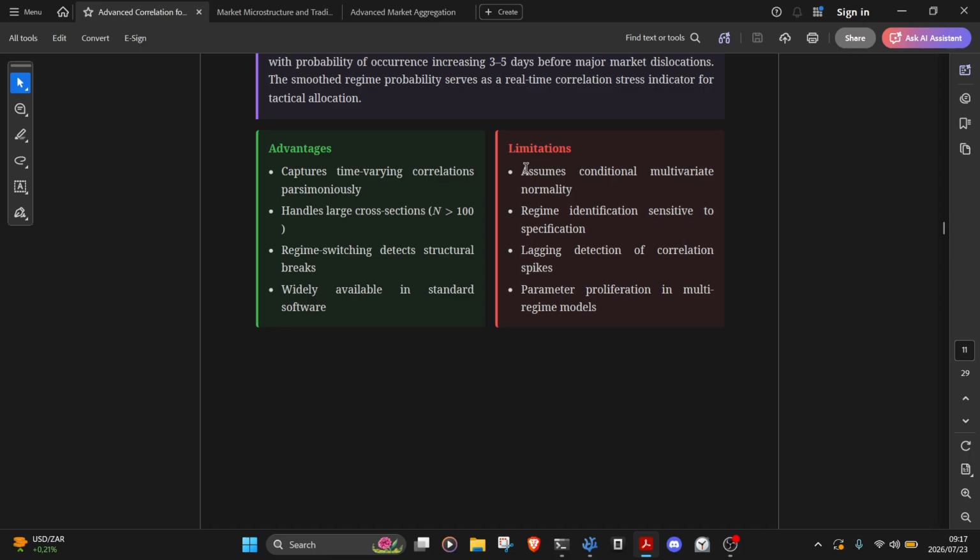Limitations: number 1, assumes conditional multivariate normality. Number 2, regime identification sensitive to specification. Number 3, lagging detection of correlation spikes. Number 4, parameter proliferation in multi-regime models.